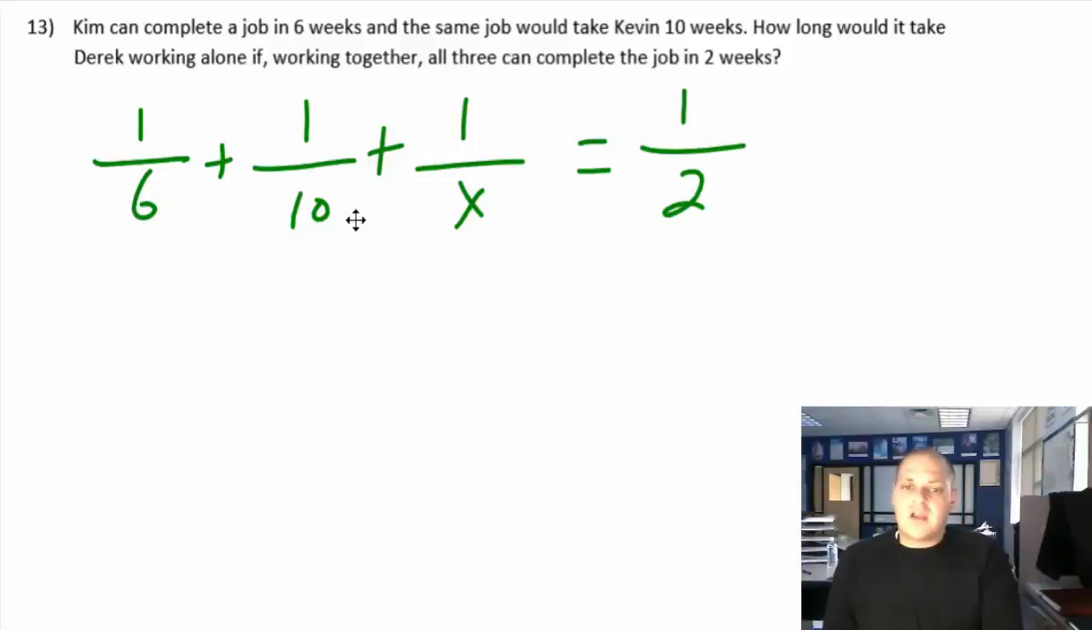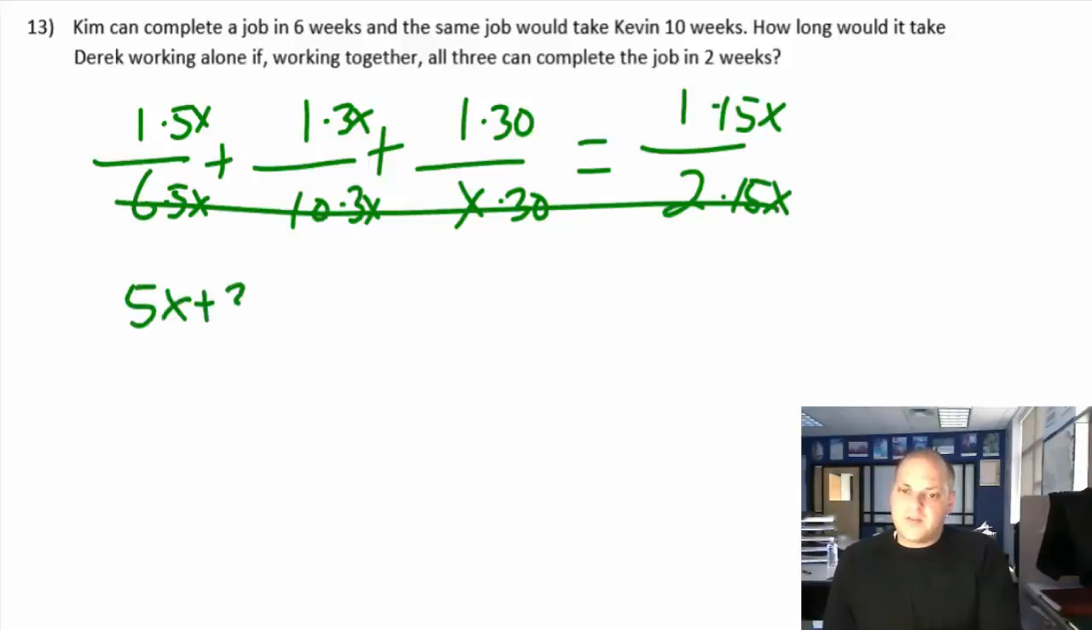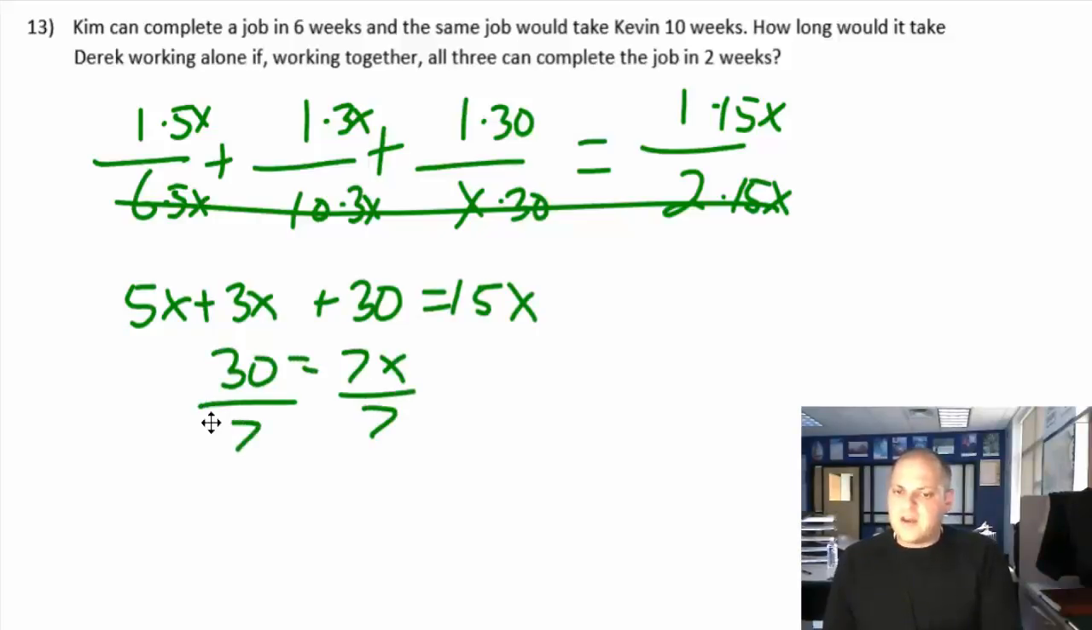All right, so our common denominator, 10, 20, let's go to 30x. So times 3x, times 5x, times 30, and I'm going to 30x, right? So 15x. All right, common denominator, so I have 5x plus 3x plus 30 equals 15x. So I have 30 equals 7x, and then divided by 7. Again, it's not a nice number, but it is 30 divided by 7.